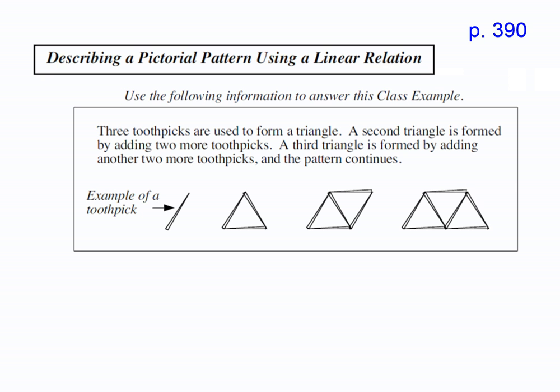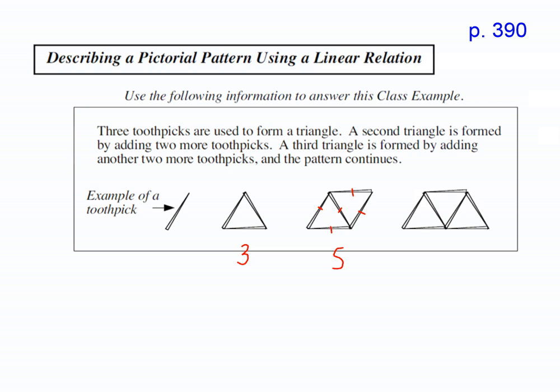Beautiful. Okay, toothpicks. 3 toothpicks are used to form a triangle. A second triangle is formed by adding 2 more toothpicks. Third triangle is formed by adding another 2 more toothpicks. And the pattern continues. So how many toothpicks were in the first triangle? You needed how many? 3. How many did you need for the next one? Count them. 1, 2, 3, 4, 5.